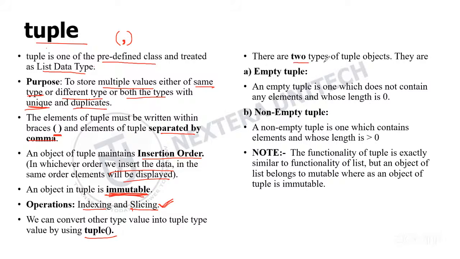And there are two types of tuples. First, the empty tuple. You can create an empty tuple using parentheses, and this empty tuple doesn't contain any elements, and the length is 0. And when it comes to a non-empty tuple, it will contain elements, so the length will be greater than 0. The functionality of a tuple is exactly the same as a list, but a list is mutable and a tuple is immutable.